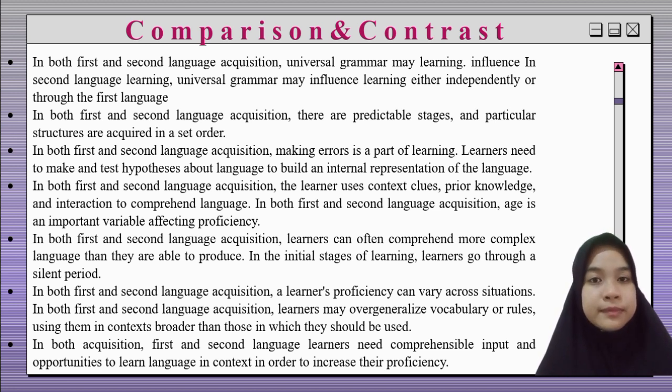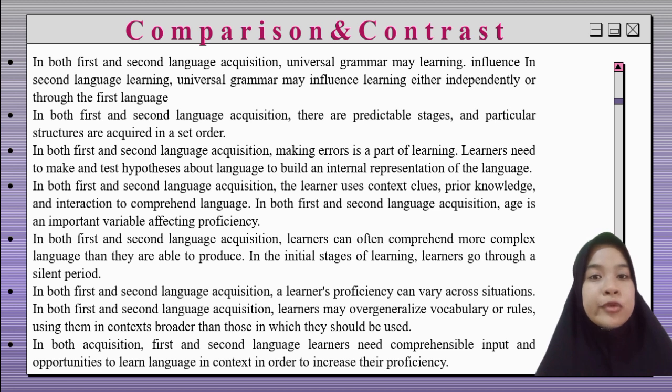Next, in both first and second language acquisition, age is an important variable affecting proficiency. The next point, in both first and second language acquisition, learners can often comprehend more complex language than they are able to produce. In the initial stage of learning, learners go through a silent period.